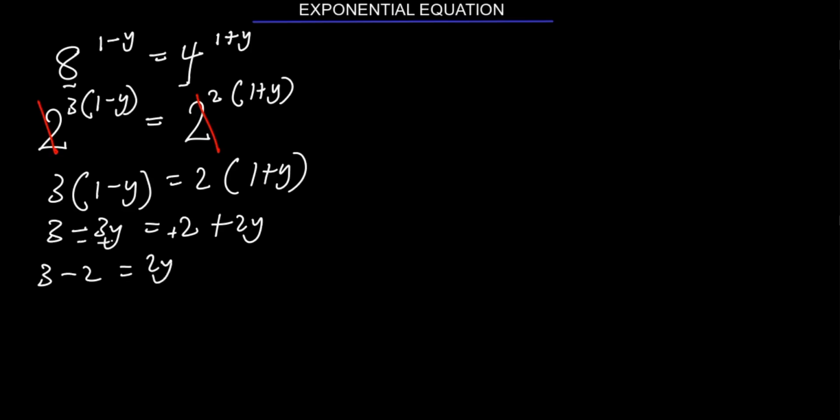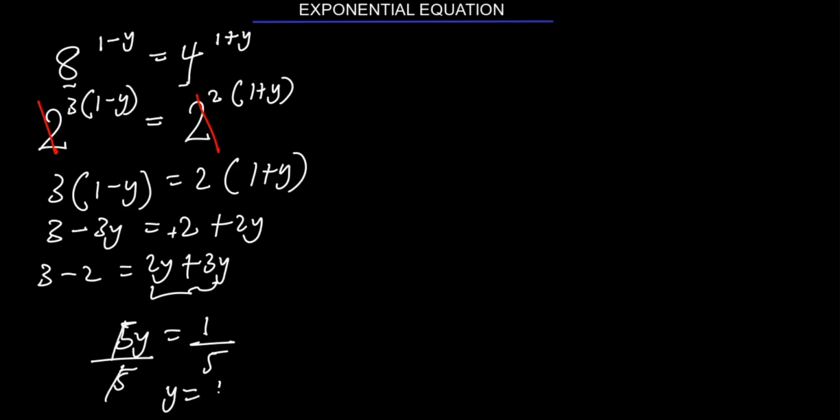When minus 3y comes to this other side, you have plus 3y. So this plus this will give me 5y, and this plus this minus this will give me 1. So if I divide both sides by 5, y will be equal to 1 over 5, and that's the answer to that question.